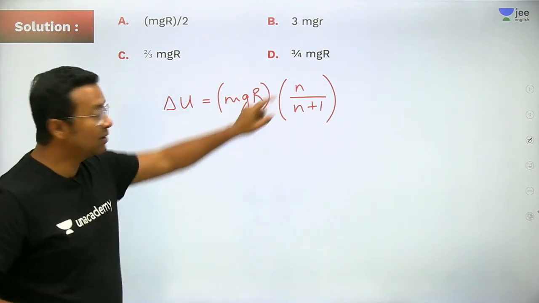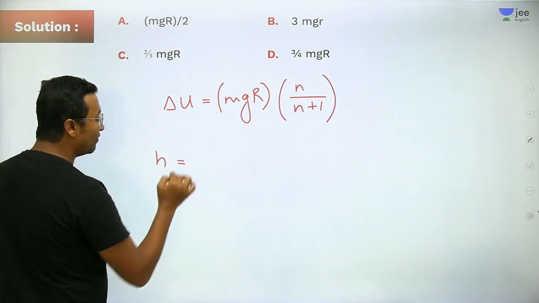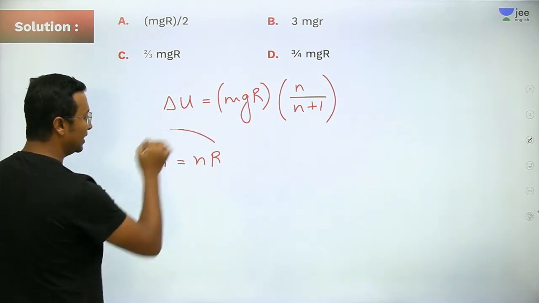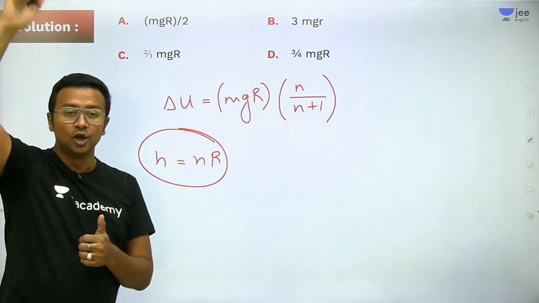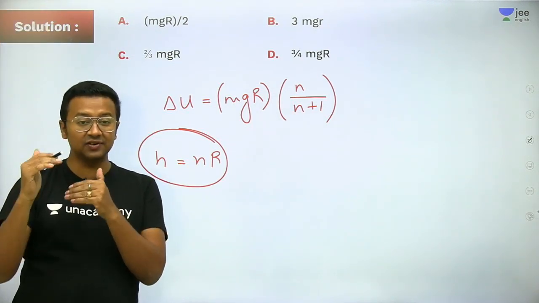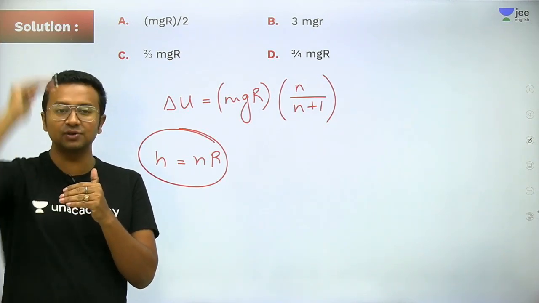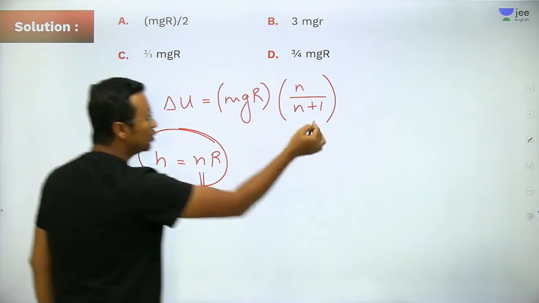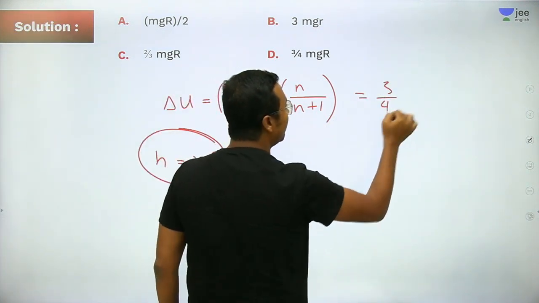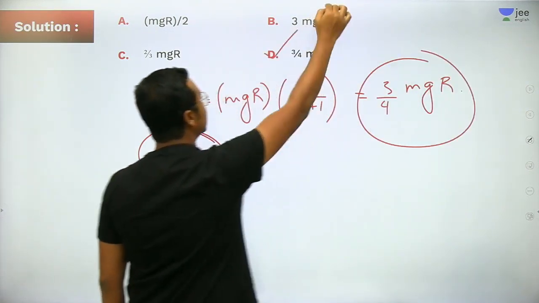So this is really going to ease up the entire thing. Now what is the value of n out here? If it is taken to a height of h equals nR from the surface of the Earth, initially it was on the surface of the Earth, and then it was taken to a height of 3R. H was equal to 3R. So the value of n becomes equal to 3. So you right away put 3 divided by 4 mgR as the answer. In 10 seconds you get your answer.